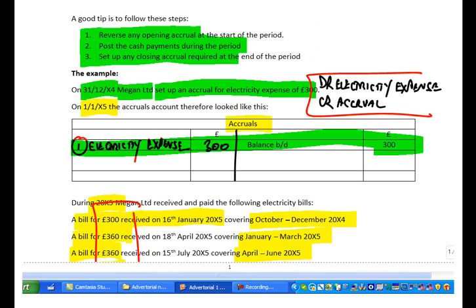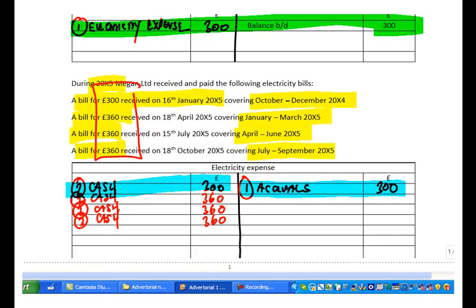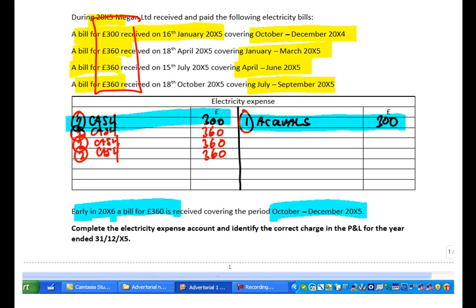We'd already have dealt with that when we set up this debit to the electricity expense at the end of XD4. So that £300 for October to December has already been reflected in last period's P&L. So therefore the reversal of the accrual, can you see, cancels it out. Now at that point, it means that we're actually only really recognising 3 bills for XD5. The 3 lots of 360 that relate to January through to September, but obviously we still need to reflect 12 months worth of expense in XD5.